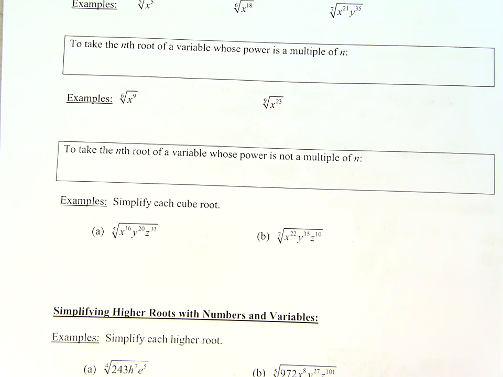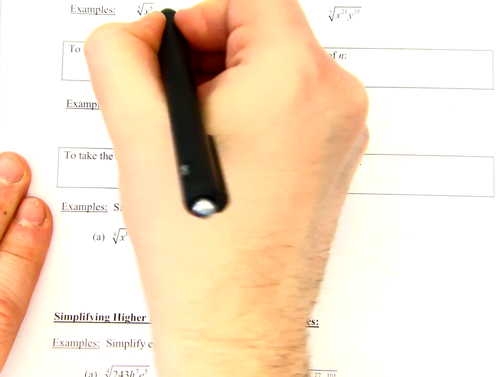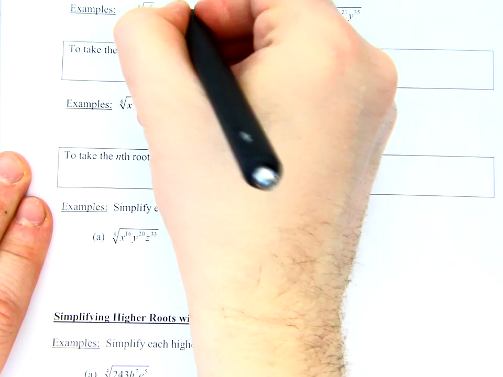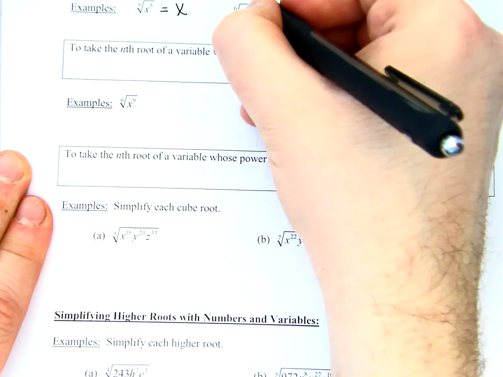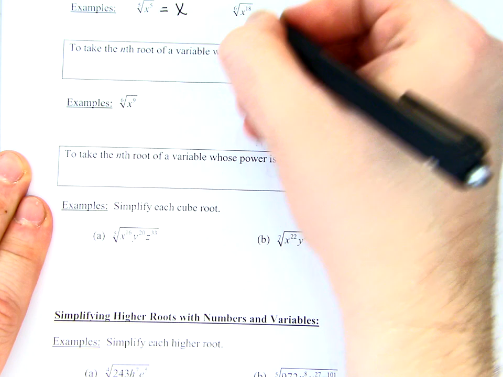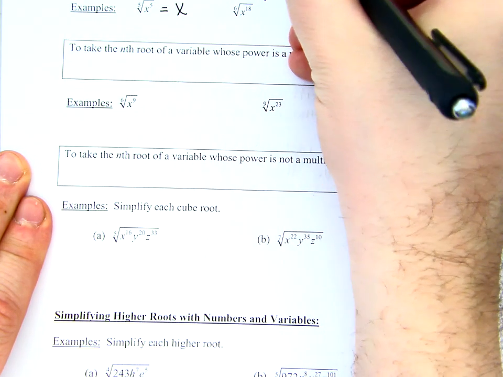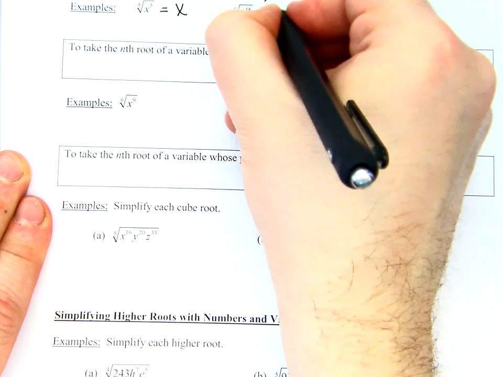Cube roots, you divide the power by 3. Fourth roots, what would you divide the power by? How about a fifth root? Let's do that over here. The fifth root of x to the 5th is what? X. Okay, well, that's kind of a silly one. What to the 5th power gives you x to the 5th? X. This one over here is asking you the 6th root of x to the 18th, which is like asking what to the 6th power is x to the 18th? X to the 3rd.